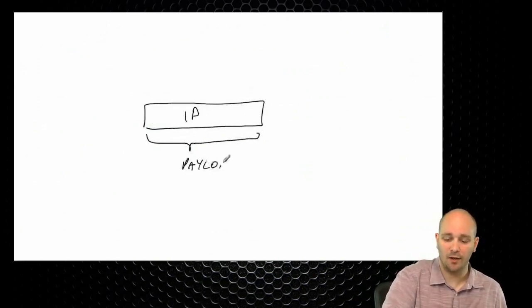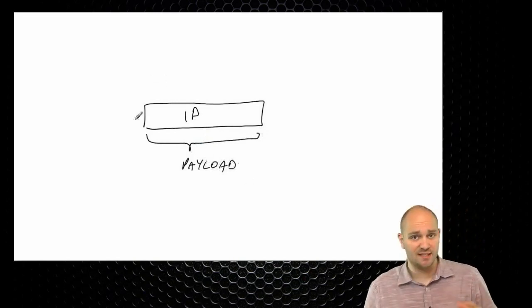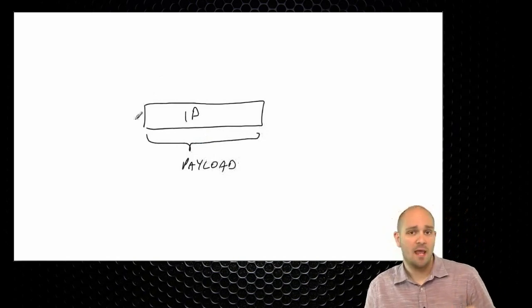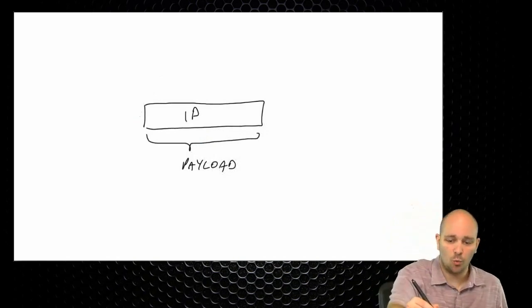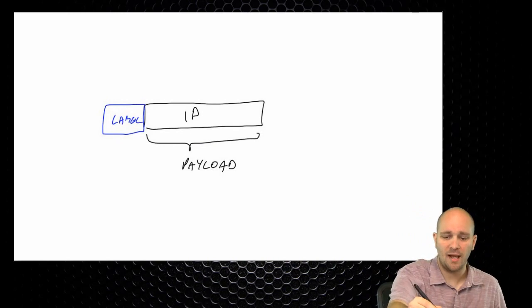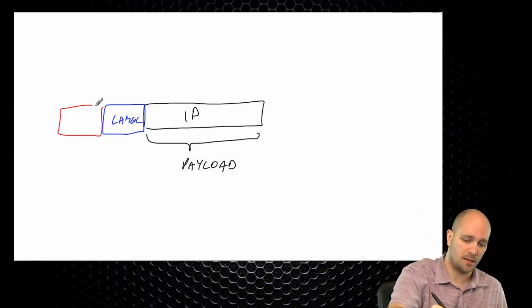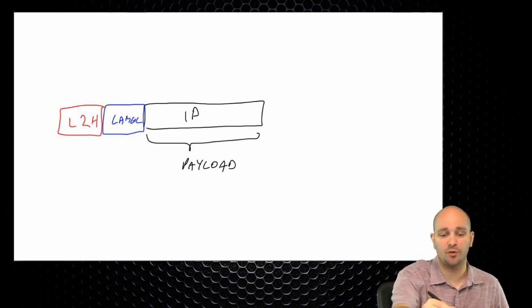Now, why is this payload? Because the payload in MPLS could be other things. It's not necessarily just IP. This is why it's called multi-protocol, because it can carry multiple protocols. So what happens then is here we are going to add the label, and here we are going to have the layer 2 headers, whatever layer 2 technology we are using.